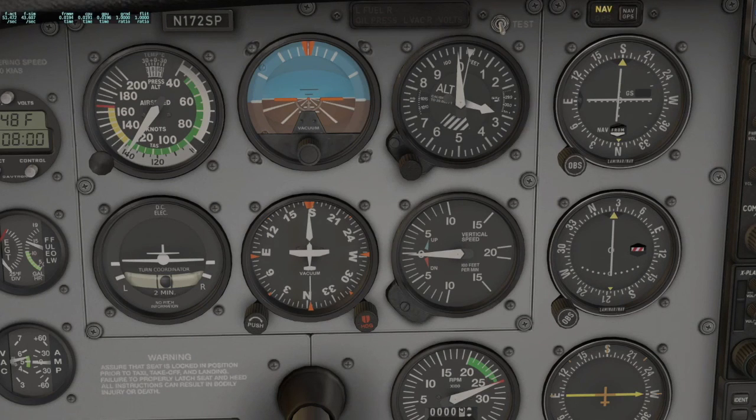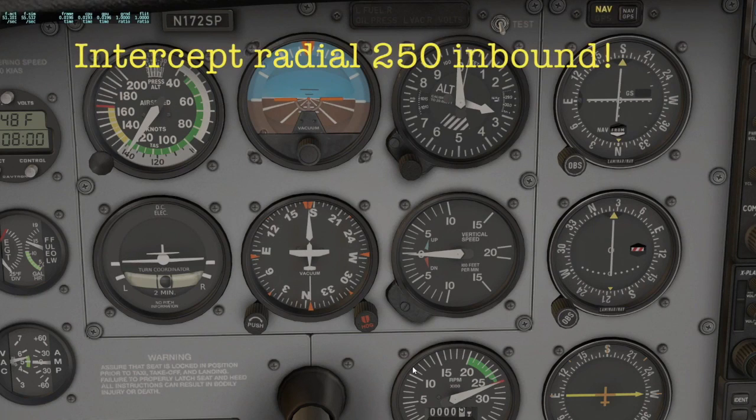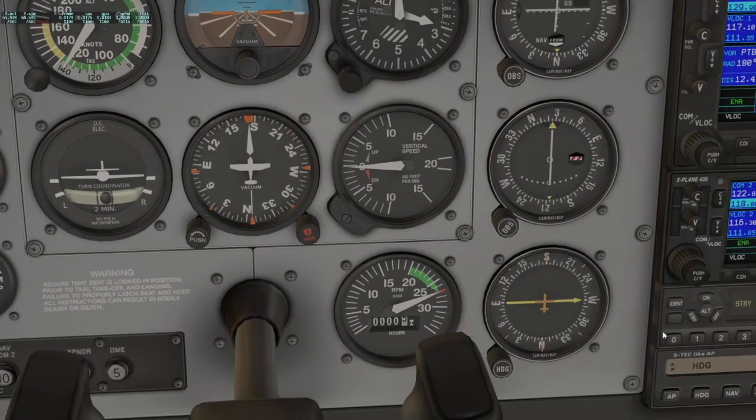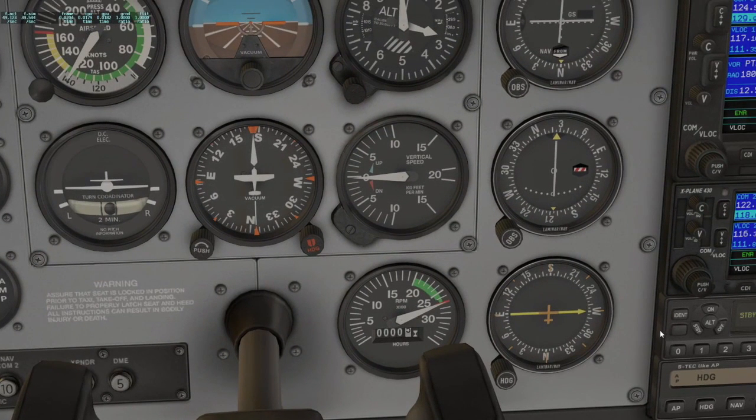Let's make it a little bit harder. There's no need to select east, west, north, and south. Let's say you've been instructed to intercept radial 250 inbound. Great. I tune in and identify. Station's operational. 250 inbound. Put in the 250 on the top here.